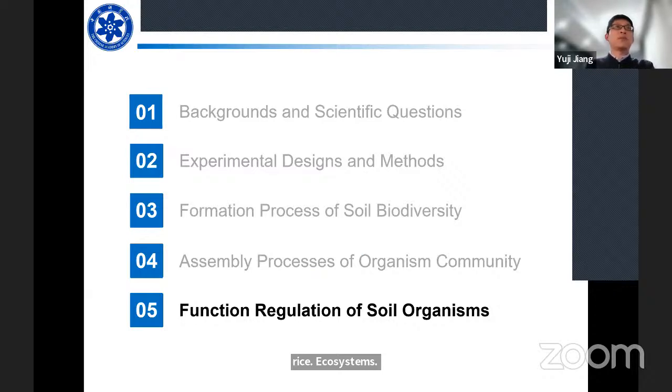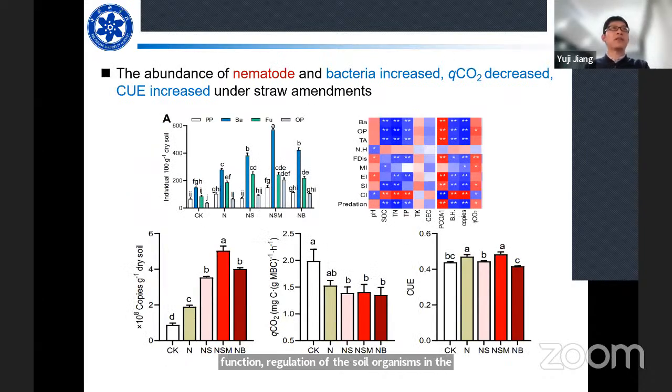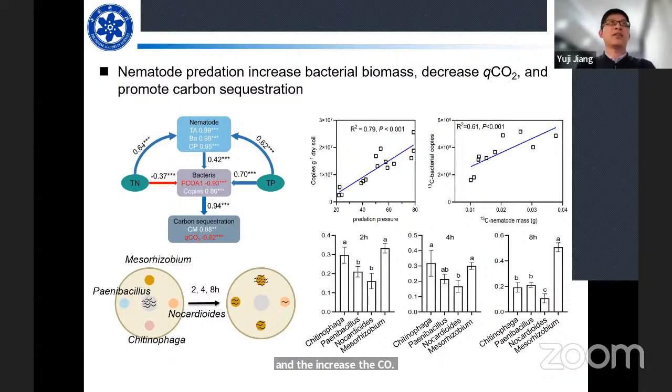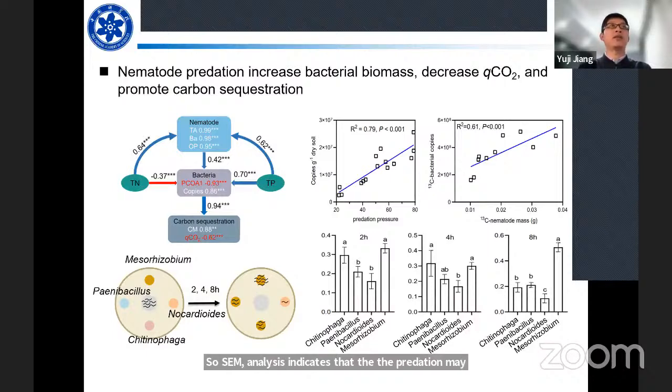Based on the community assembly, we further studied the functional regulation of the soil organisms in healthy soils. First, we found that the straw amendments increase the number of the nematodes and the bacteria, and in turn decrease the microbial metabolic quotient and increase the CUE. The SEM analysis indicates that the nematode predation may increase the bacterial biomass and influence the community composition, thereby decreasing the microbial metabolic quotient and promoting the carbon accumulation.